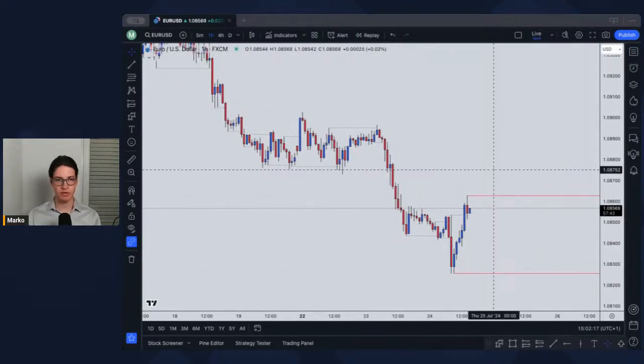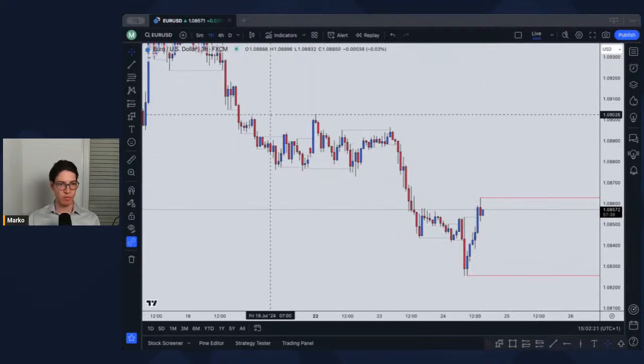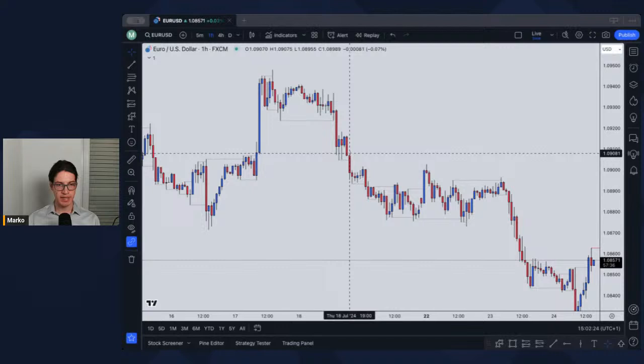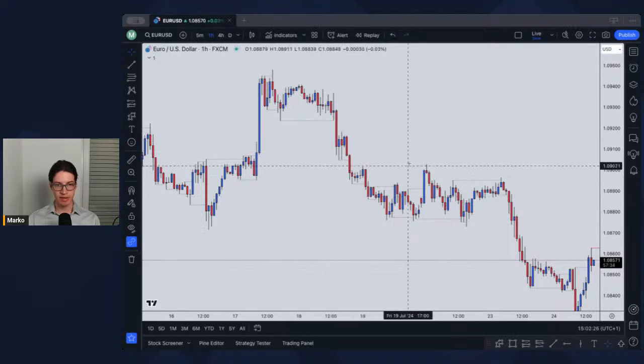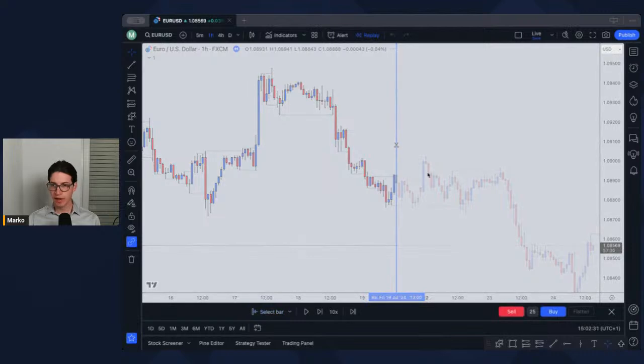So we're going to start with the Euro and US dollar. I did not take any trades from last Wednesday when we had the live stream. Basically, we were pretty descending. So the price was looking very high probability to start an uptrend.